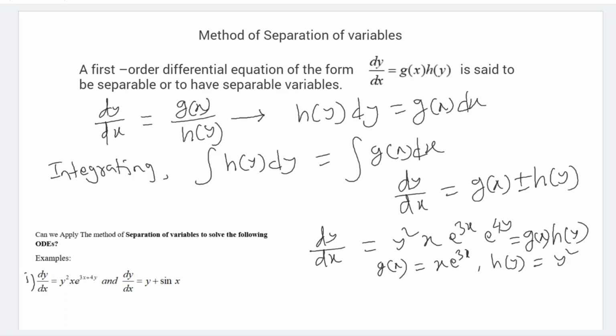See the second example, when dy/dx equals a function of y plus g(x), we cannot apply separation of variables because we cannot separate them as one side a function of x and the other side a function of y.